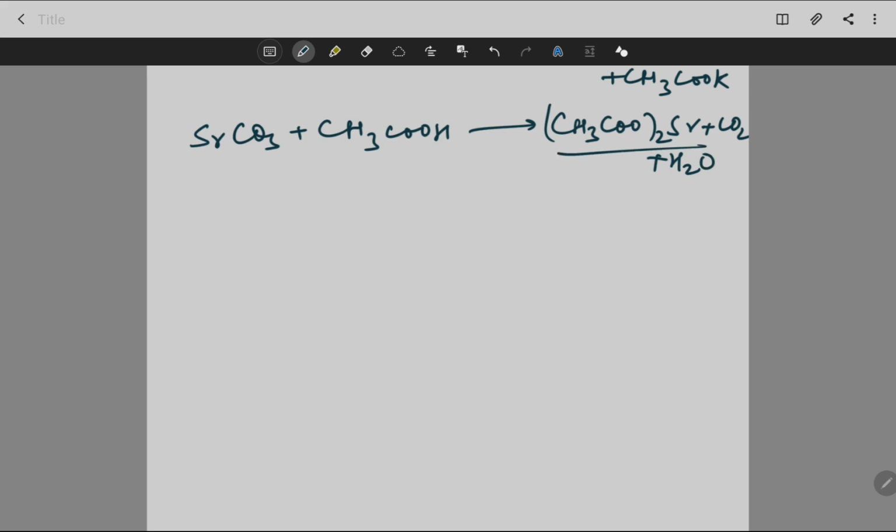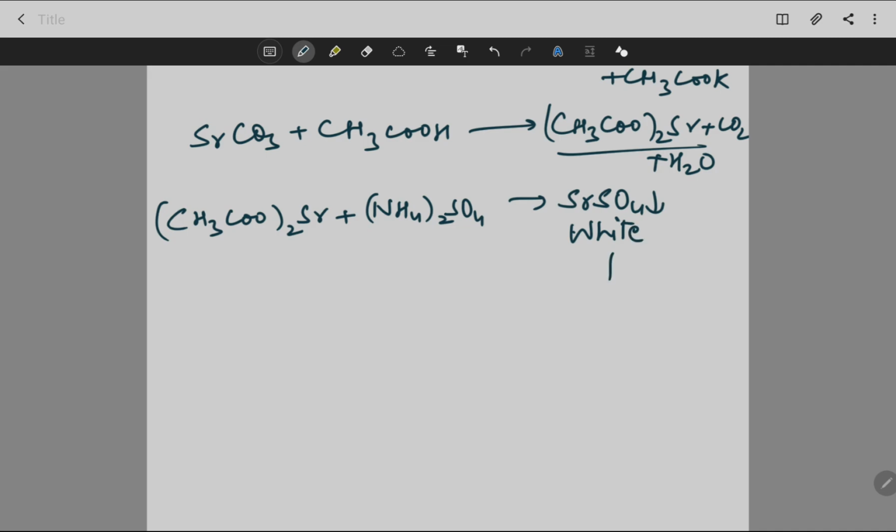Now this strontium acetate, (CH3COO)2Sr, on reaction with ammonium sulfate, (NH4)2SO4, gives strontium sulfate, a white precipitate. So that's how the chemistry of the group 5 tests works. So this finishes the basic radicals, and this finishes the salt analysis also. Thank you.